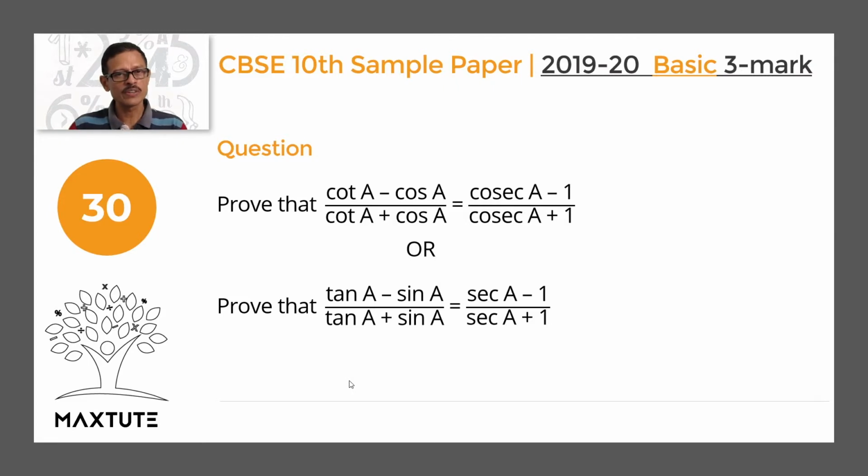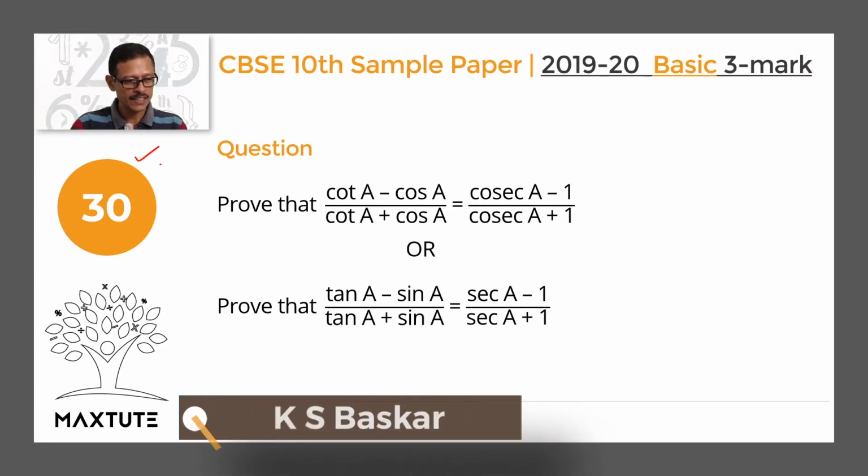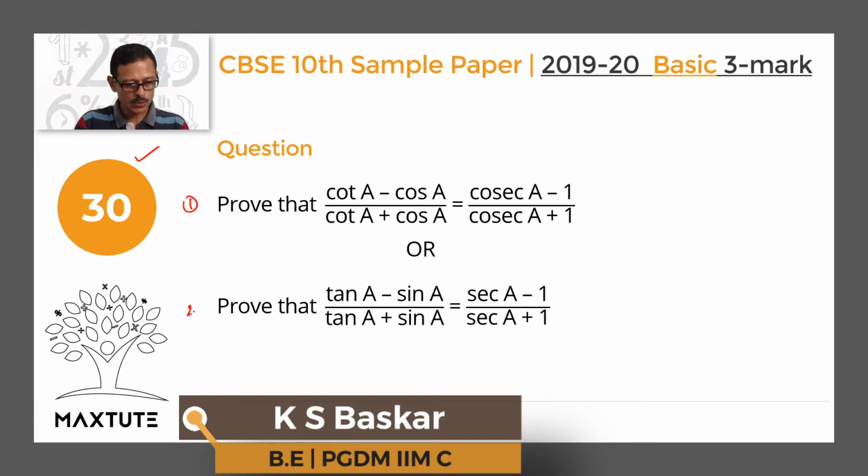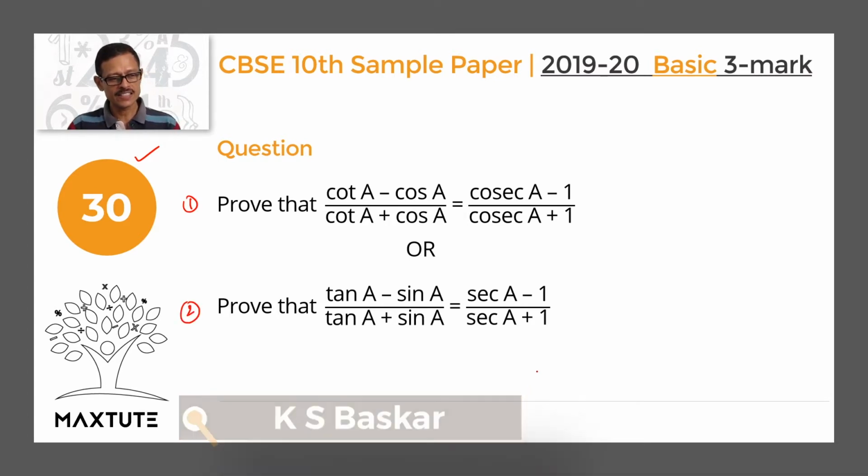Solution to a 3-mark question from Trigonometry. This is question number 30. Question has two alternatives, 1 and 2. Both these alternatives involve proving two trigonometric identities. Let's get started with the first one.